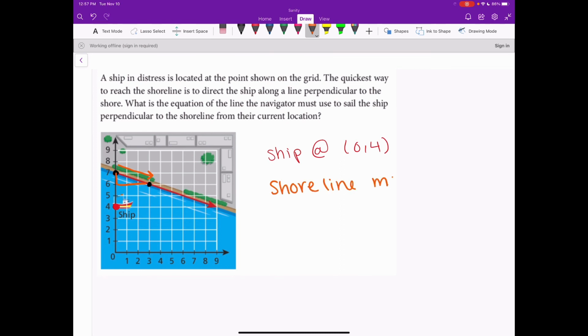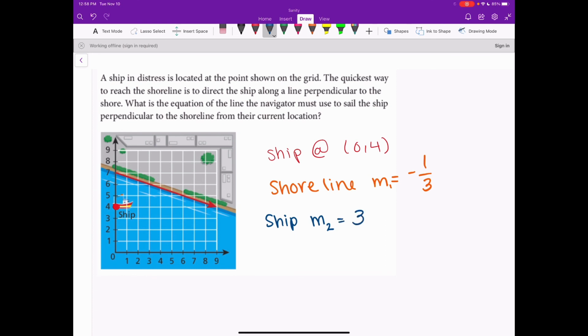So the slope of that line, we can just look at those points, find the rise and run, and say that the shoreline's slope is -1/3. So a slope that would be perpendicular to -1/3, we have to think about the opposite reciprocal. The opposite reciprocal of -1/3 is just +3. I'll say M1 is the slope of the first line and M2 for the second line. So the ship should use a slope of +3.